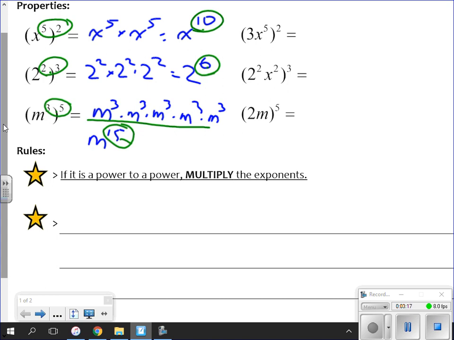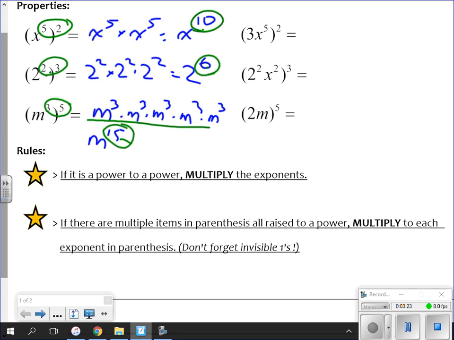Now, if you look at the other problems, they're not quite exactly the same. So we have a rule for those. If there are multiple items in parentheses, each one of those is raised to that power. So you multiply each of the exponents on whatever's inside the parentheses times the power outside. And it's only to what's inside the parentheses.